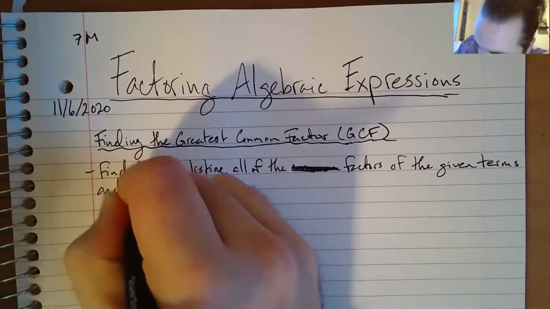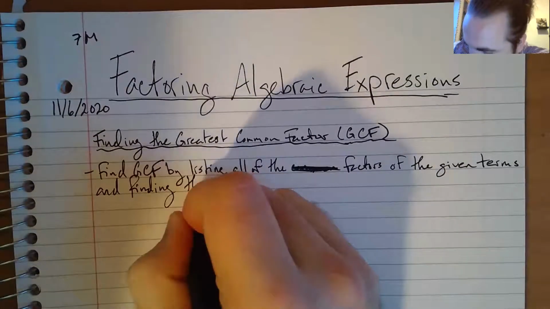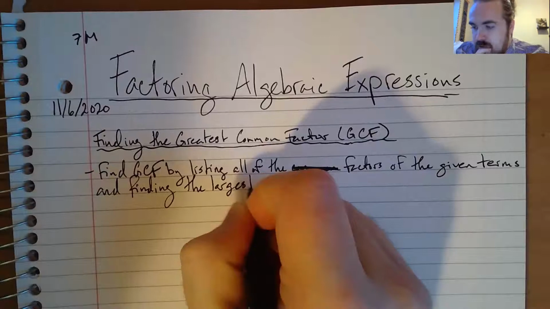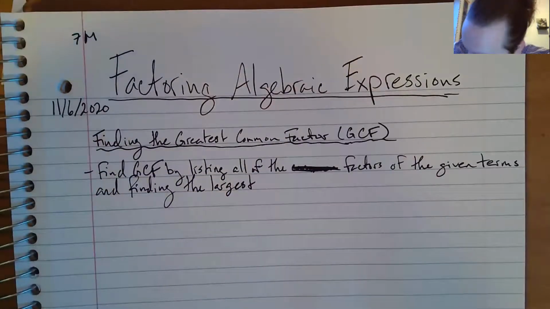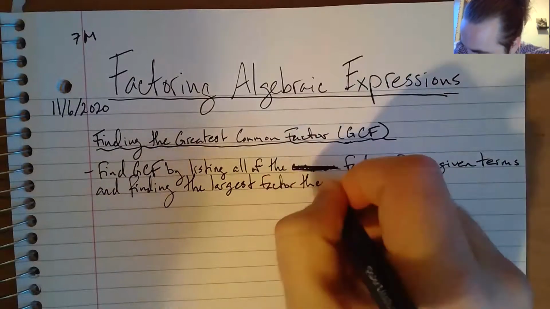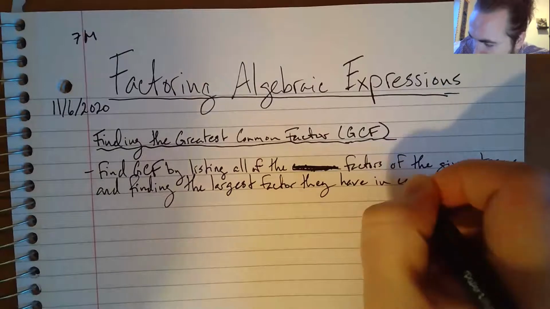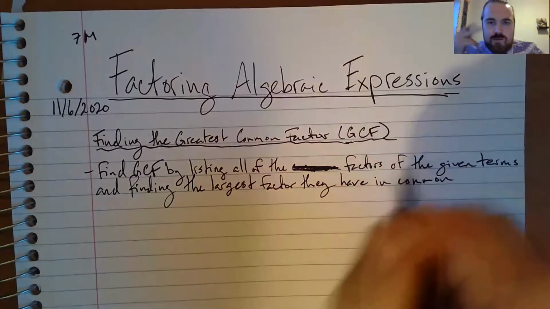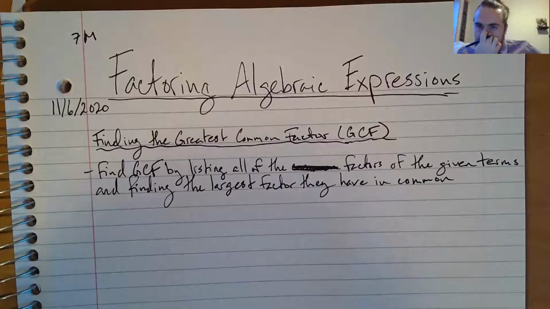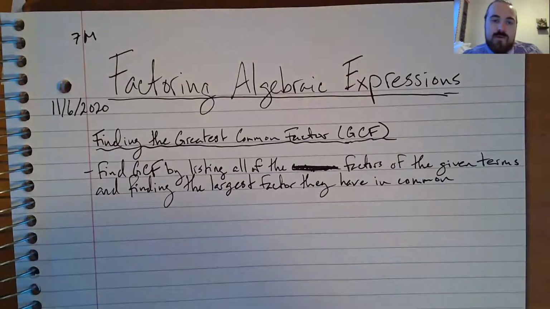finding the largest factor they have in common. Largest and greatest are 2 words for each other. I'll use largest because I think it's easier for us to conceive of. Now, a lot of times we'll work with expressions that only have 2 terms. But the reason why I didn't say 2 terms here in given terms is because you can really have as many terms as you want in there. If they all have a common factor, you can factor it all out.